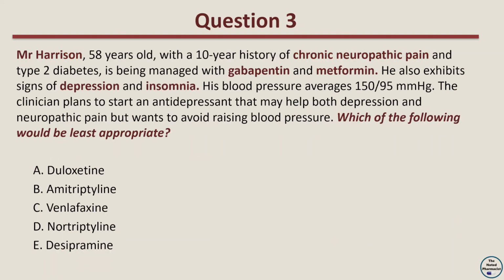Question 3. Mr. Harrison, a 58-year-old man with a 10-year history of chronic neuropathic pain and type 2 diabetes, is being managed with gabapentin and metformin. He also exhibits signs of depression and insomnia. His blood pressure averages 150/95. The clinician plans to start an antidepressant that may help both depression and neuropathic pain but wants to avoid raising blood pressure. Which of the following would be least appropriate?